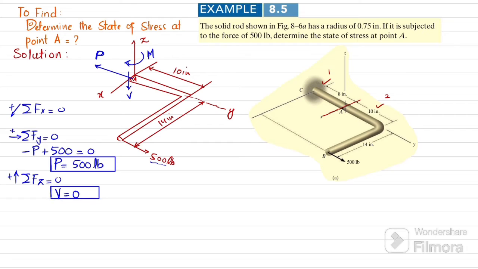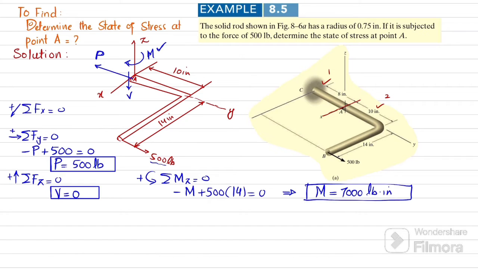And another equation by which we will find this M is that sum of all moments about Z axis must be equal to 0, taking the counterclockwise moment as positive. So this moment M, which is clockwise, so I will write minus M, and this force multiplied by perpendicular distance 14 is producing counterclockwise moment about Z axis, so it will be positive. So I will write plus 500 multiplied by 14 is equal to 0. So from here, this moment about z axis will be equal to 7,000 pounds multiplied by inch.